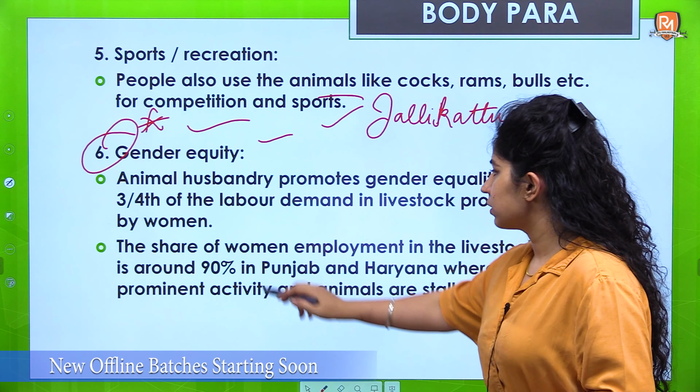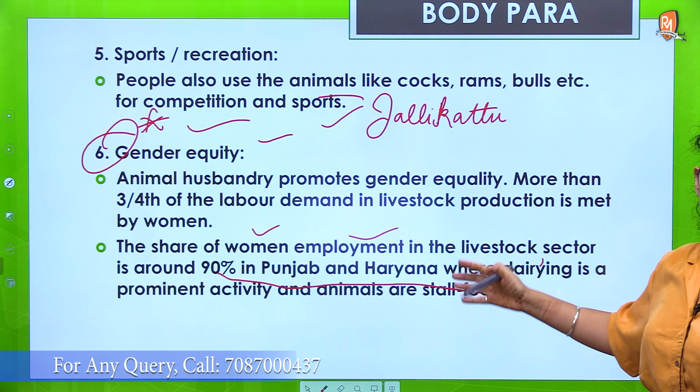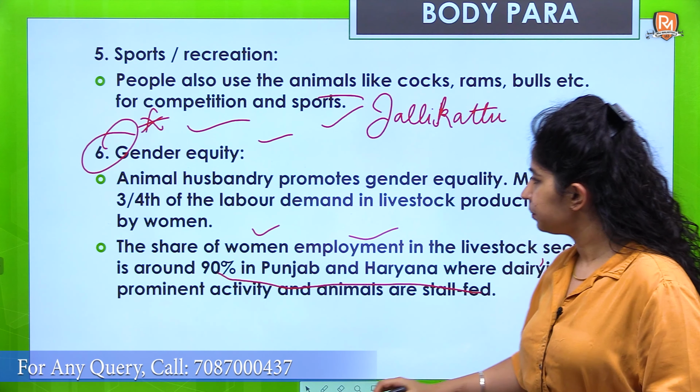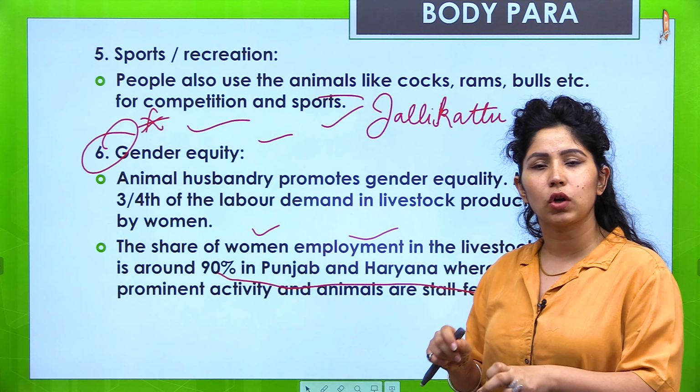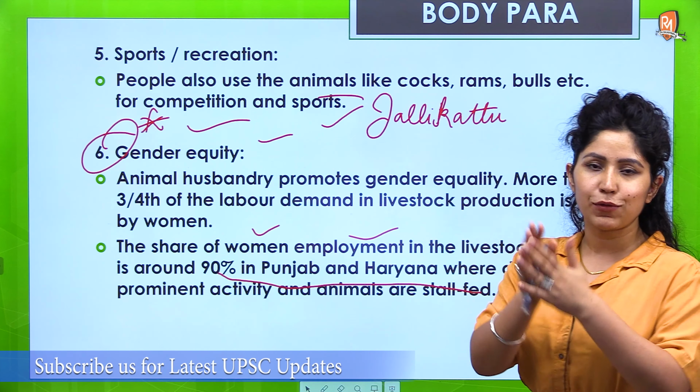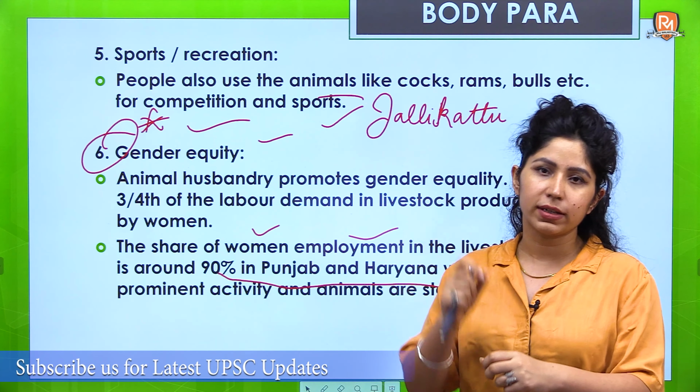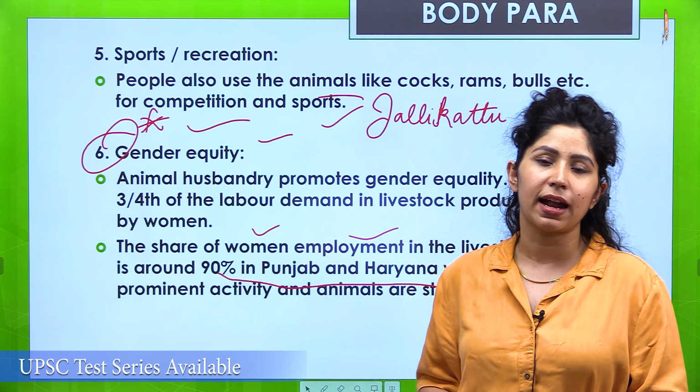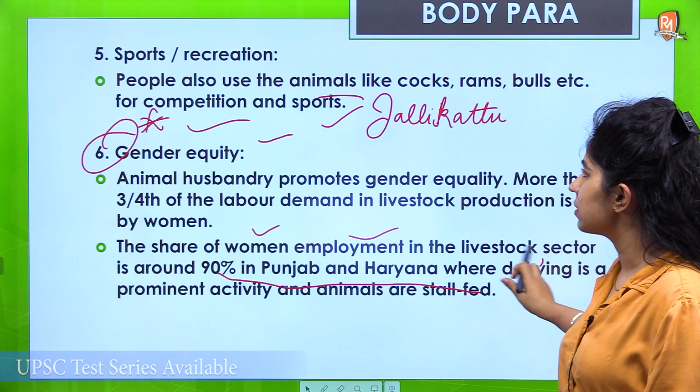The share of women employment in the livestock sector is around 90% in Punjab and Haryana, where dairying is a prominent activity. Similar is the case for other northern states like Rajasthan. If you stay in Northeast India or South India and you are watching this video, find out the share of women in the livestock sector from the latest economic document, the economic survey of your state. That must be available on the website of your state government. So find out, inculcate that in your data and use it in your answers.